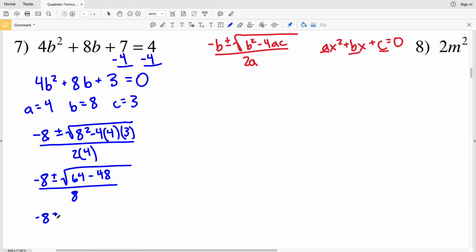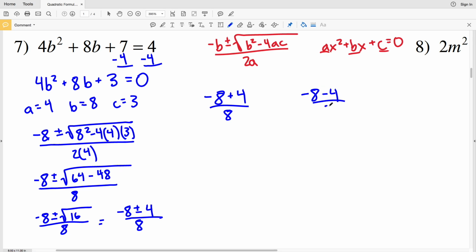So we'll have negative 8 plus or minus the square root of 64 minus 48, which is the square root of 16, all over 8. So that's equal to negative 8 plus or minus 4, since the square root of 16 is 4, divided by 8. So our two solutions are negative 8 plus 4 over 8 and negative 8 minus 4 over 8. Negative 8 plus 4 is negative 4, divided by 8, and then negative 8 minus 4 is going to be negative 12 over 8. Simplifying, negative 4/8 is the same as negative 1/2, and negative 12/8, both are divisible by 4, so that'll be negative 3/2. So our solutions in number 7 are negative 1/2 and negative 3/2.